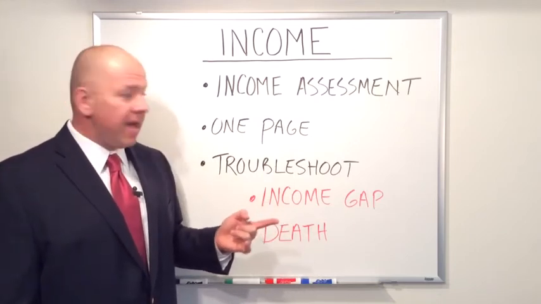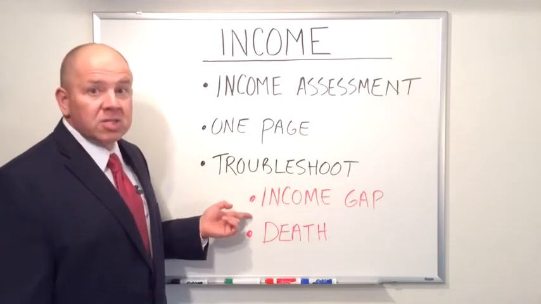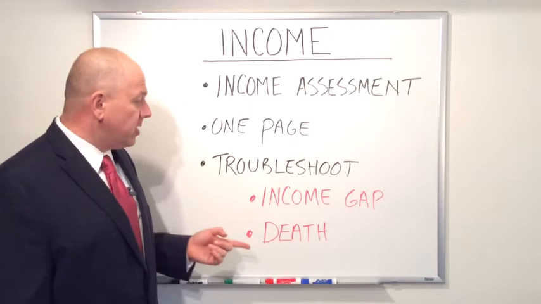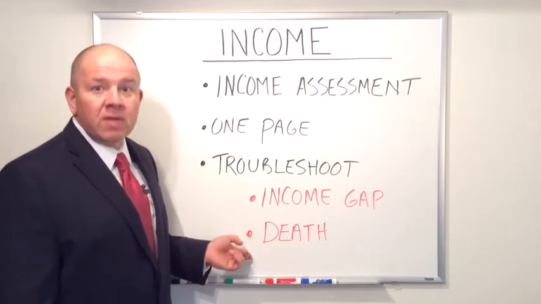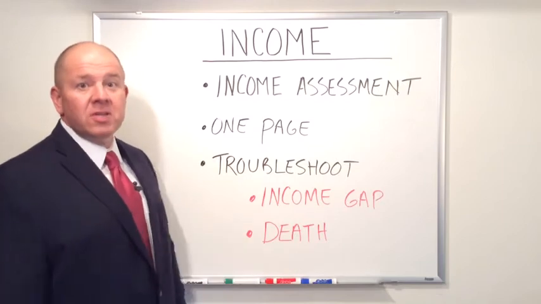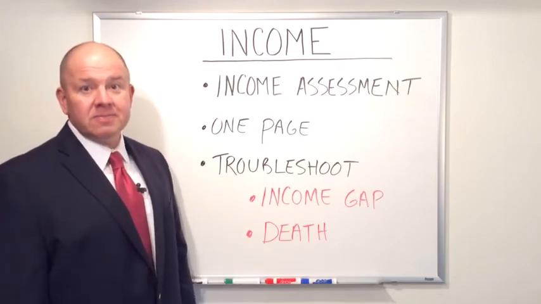And the software we use also allows us to troubleshoot things because there are two problems that a lot of income plans have. One, their guaranteed sources of income aren't enough to meet their expenses. We call that an income gap. And two, how is the death of one of the spouses going to affect the surviving spouse's income? So let's jump over to the computer and take a look.